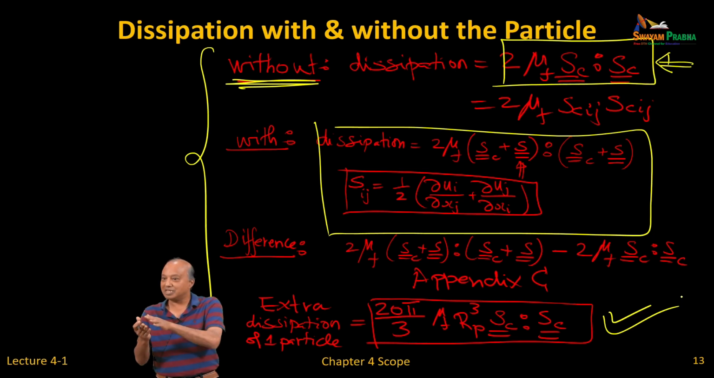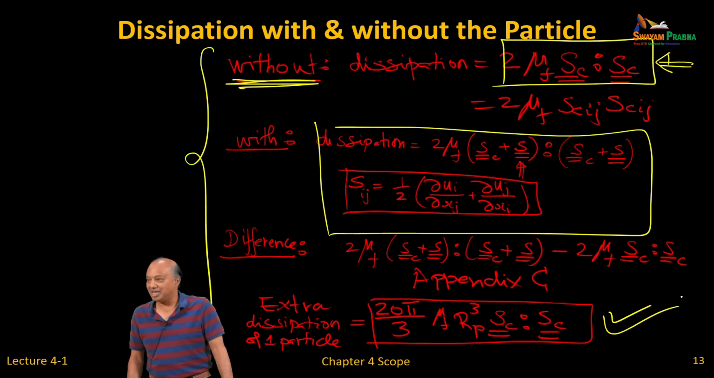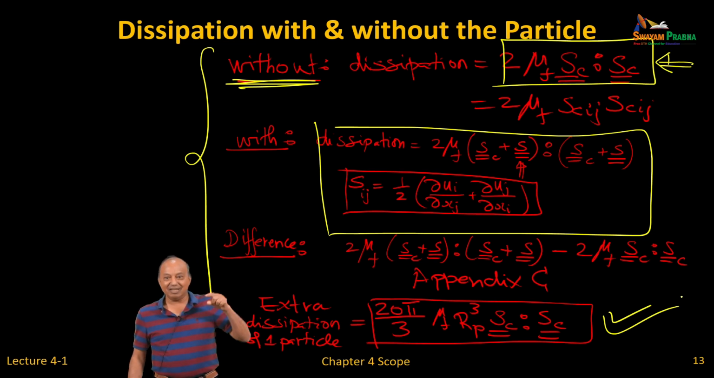So, in other words, if there is a thermal gradient and I ask how much the heat transfer changes when I put the particle in, that will give you how the conductivity of the fluid changes, just like the viscosity of the fluid is now changing.